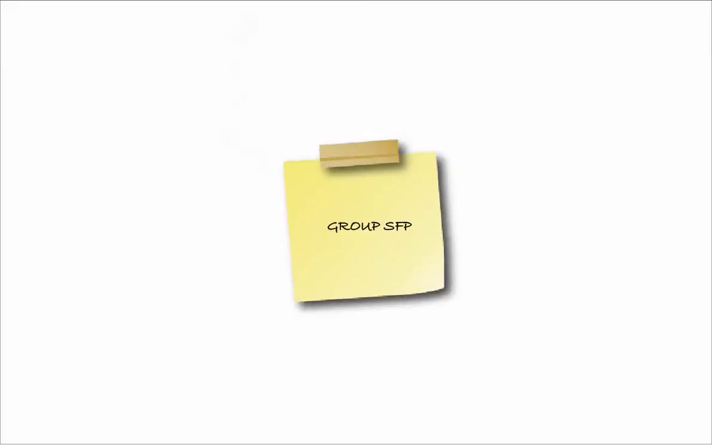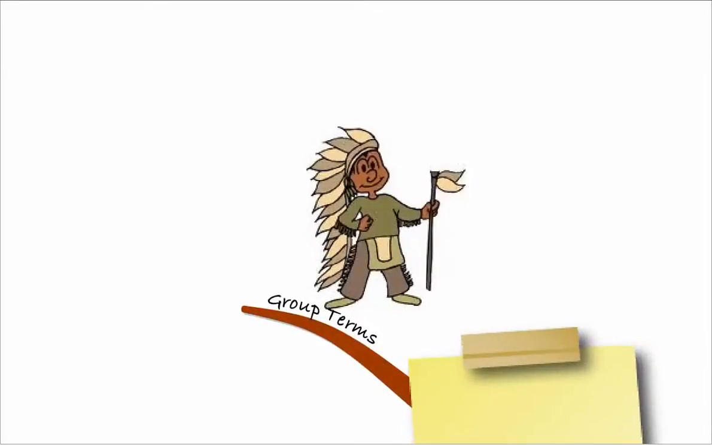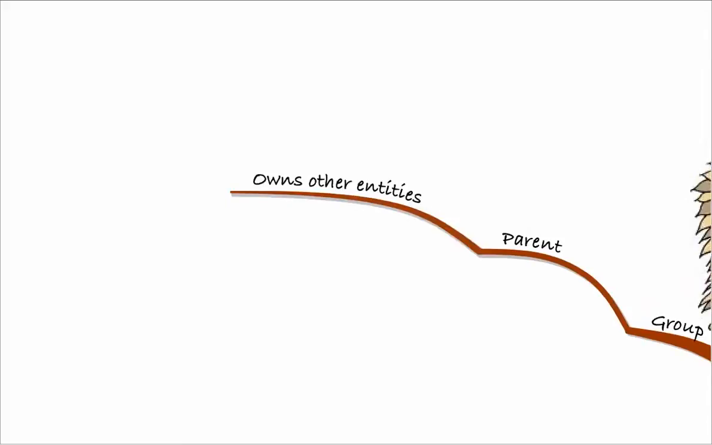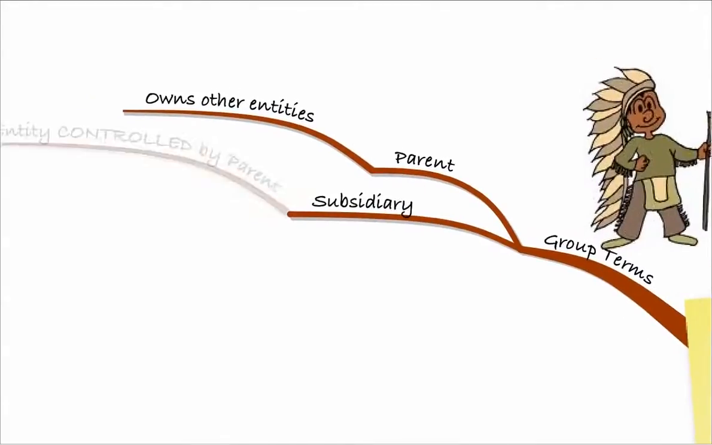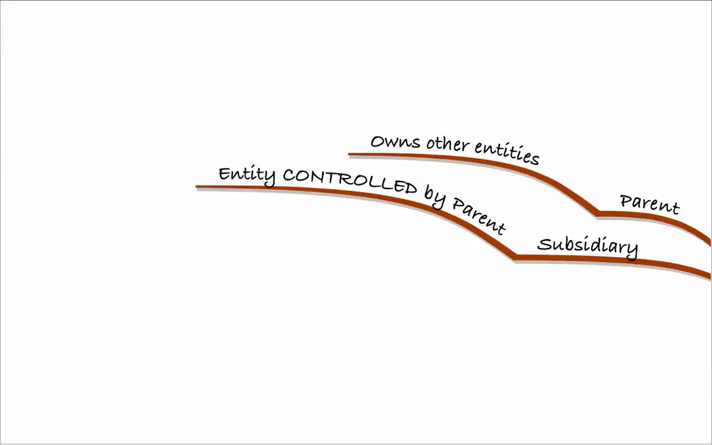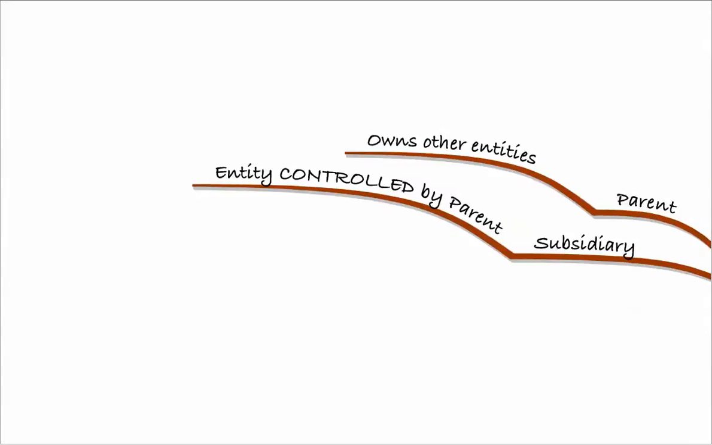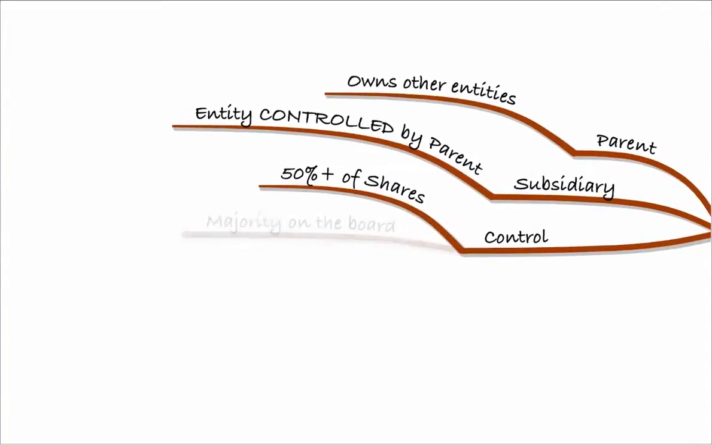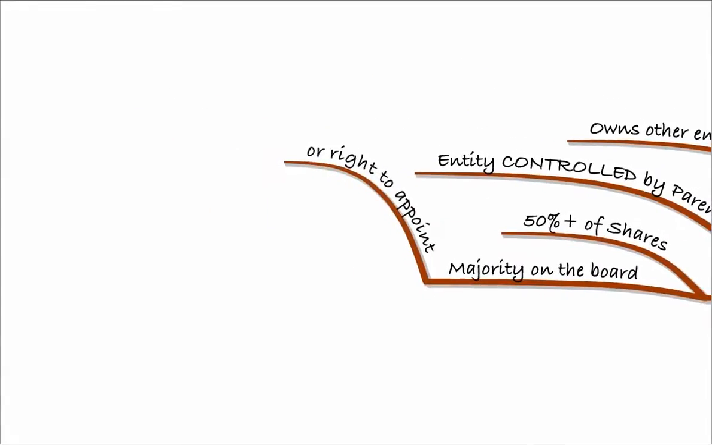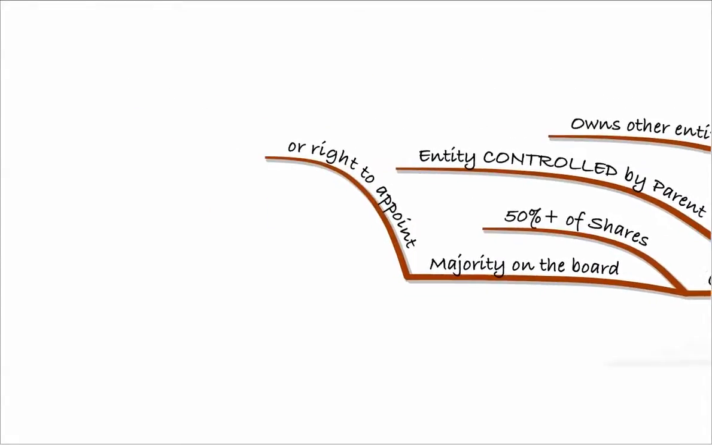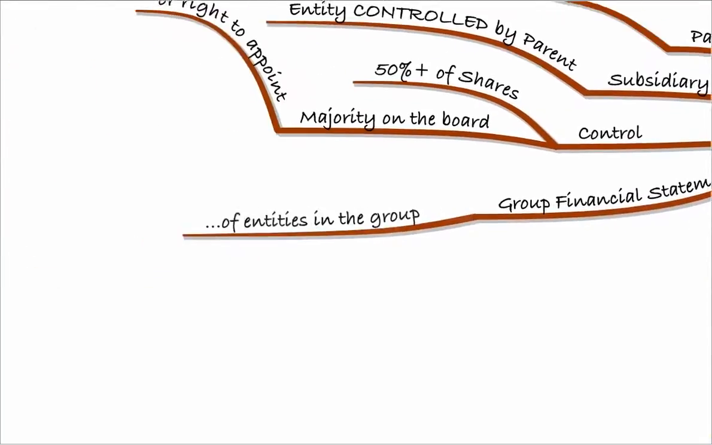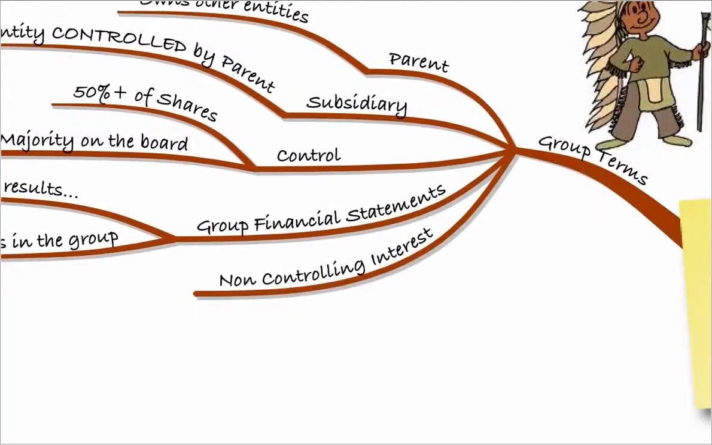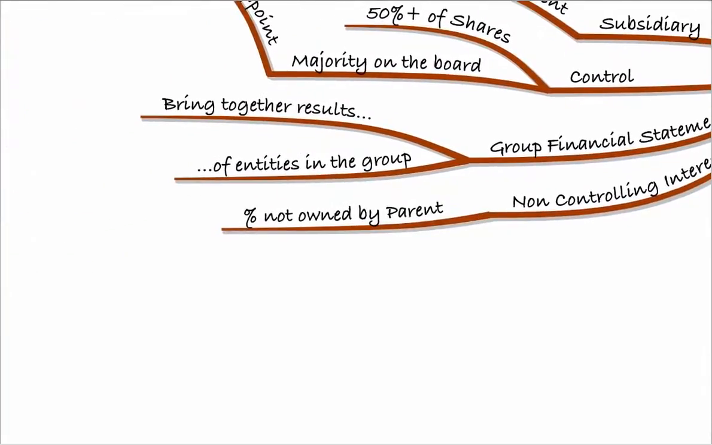We first of all reminded ourselves of some key group terms. Remember, the parent will be the entity that owns the other entities. A subsidiary will be controlled by the parent. We did a definition of control in our previous session, but just to remind us, control is when we have 50% plus of the shares, a majority on the board, or the right to appoint that majority on the board. The group financial statements bring together all the results of the entities in the group and present them as one. And the non-controlling interest in there is the percentage not owned by the parent.